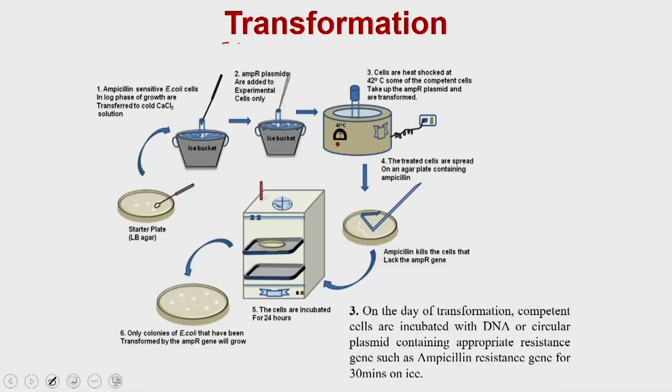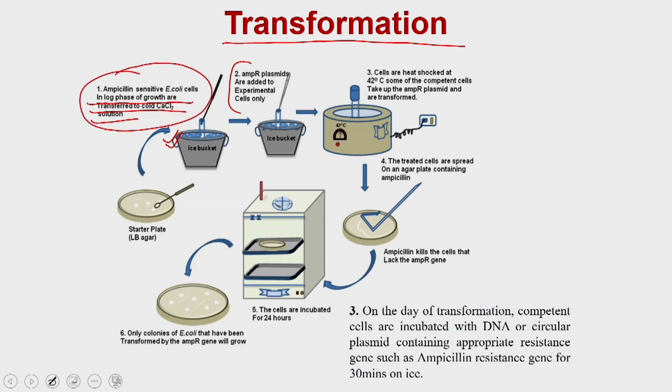So, transformation is a multi-step process. In the first step, as we have already discussed, you take the log phase bacteria and add them to the cold calcium chloride solution on ice. In the second step, once you are ready to do the transformations, so from step 2 onwards, whatever you do is... In step 1 you make the competent cells, and then you store them at minus 80 in 15 to 20% glycerol.